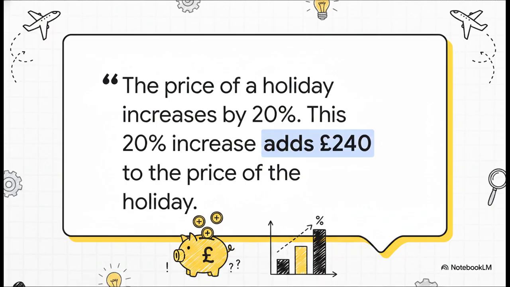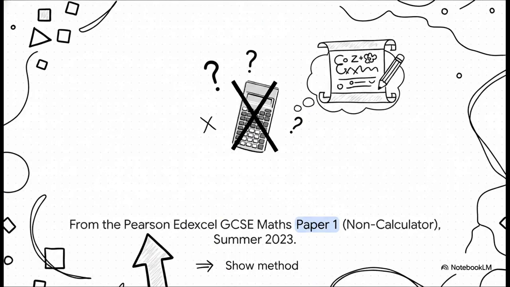Seems pretty straightforward, right? But you know how it is in these exams. Every single word is there for a reason. And just to give you a bit more context, this is from the Summer 2023 Pearson Edexcel Paper 1. And you see that little icon? That's the crucial bit. This is a non-calculator paper. That means you've got to do all the work in your head, or more importantly, on the page, which makes showing your method absolutely vital.